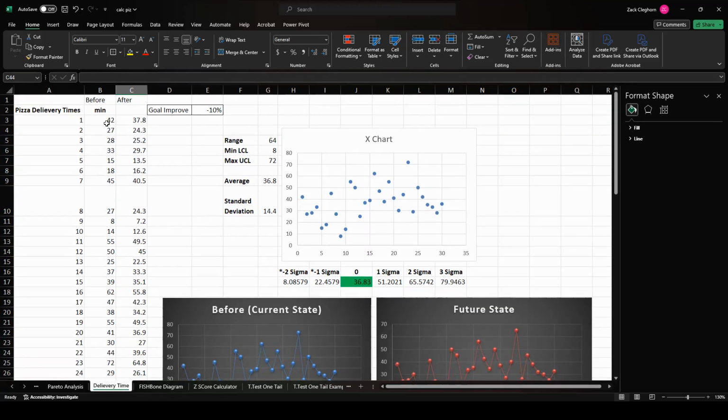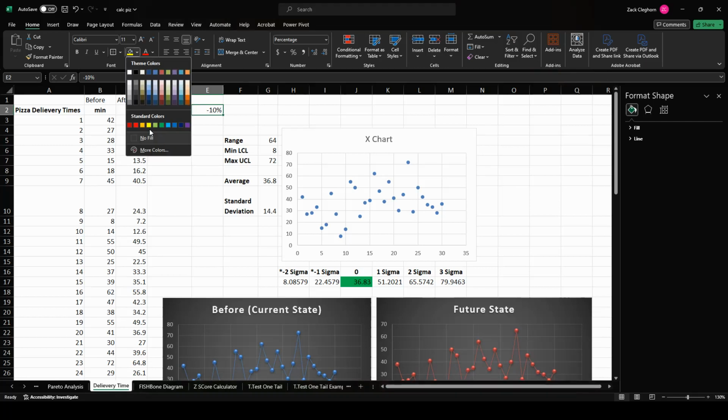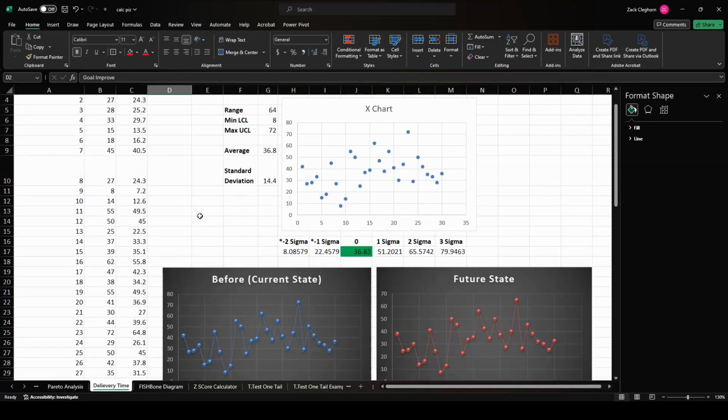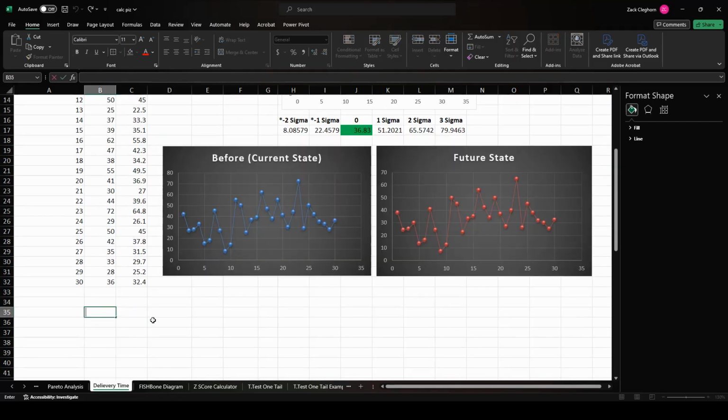I have my before and after. Now, this is from an operational standpoint, but this is where I can see the goal of my improvement was to reduce everything by 10%. How I did that is going to be through a project, continuous improvement efforts, streamlining the process. But what we look at here is, is there a statistical difference?